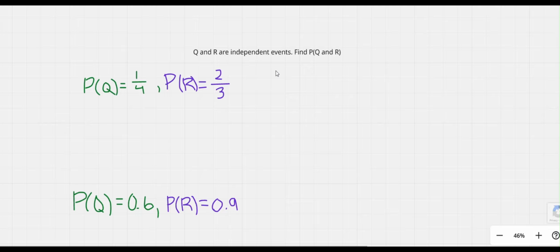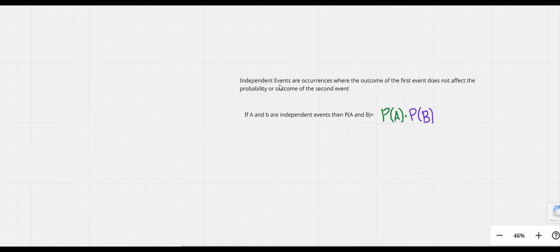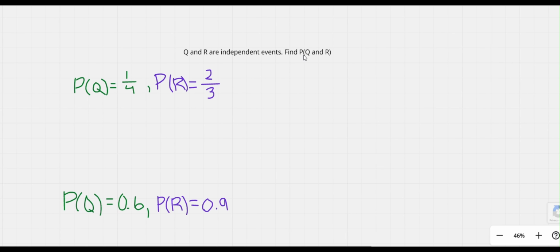Independent events. Find P of Q and R. So, independent events are occurrences where the outcome of the first event does not affect the outcome or the probability of the second event. If A and B are independent events, then P of A and B is equal to P of A times P of B. So, knowing that, to find P of Q and R, what we're going to have to do is P of Q times P of R.